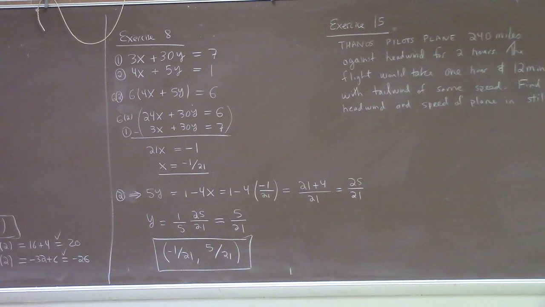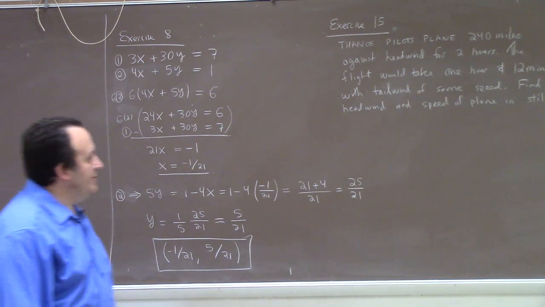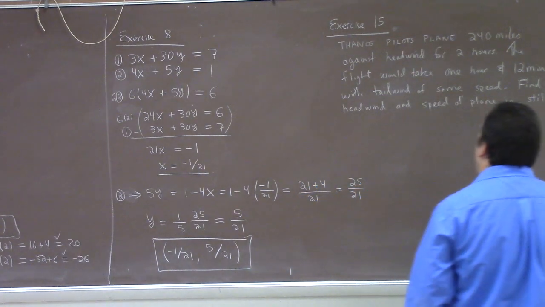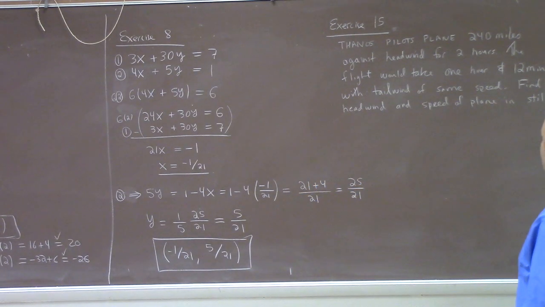Now, exercise 15, the word problem. I say, suppose Thanos pilots a plane. Now, you might wonder why Thanos would pilot a plane. Seems like he'd just fly. Pilots a plane 240 miles against a headwind for 2 hours. And that flight would take 1 hour and 12 minutes with a tailwind of the same speed. Find the headwind and the speed of the plane in still air.